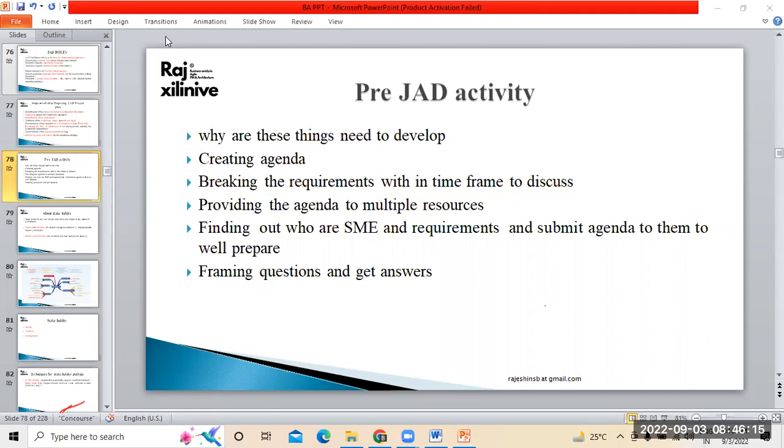At the same time, we need to find the SMEs, the subject matter experts, to submit an agenda. Followed by this, we need to frame the different questions, followed by the answers. That is what I said earlier. There will be specific timelines given for what we call pre-JAD education and the JAD session. Normally this session is conducted for 8 hours, only a single time, before you start the work.